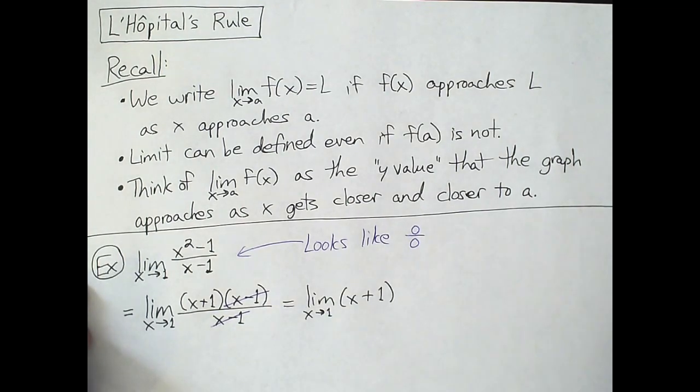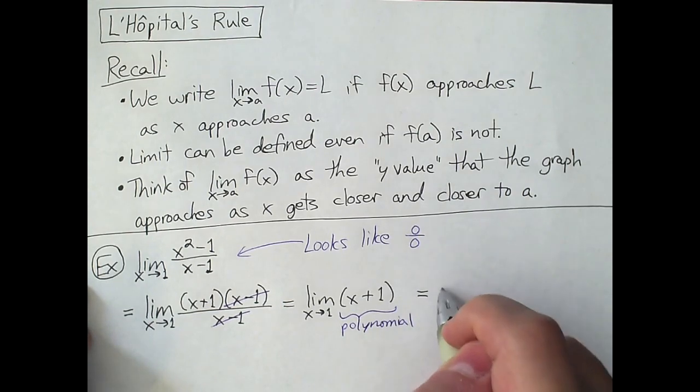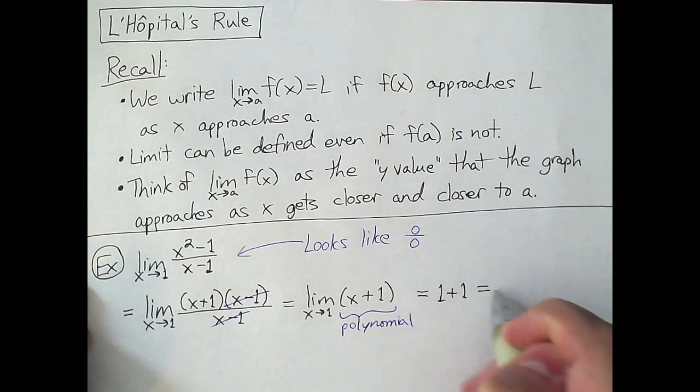And this is a simple polynomial. We had a theorem back then that said if you are left with just a polynomial, then at that point it is okay to just put in x equals 1, because polynomials are continuous across all real numbers. So this does equal 1 plus 1, which is 2.